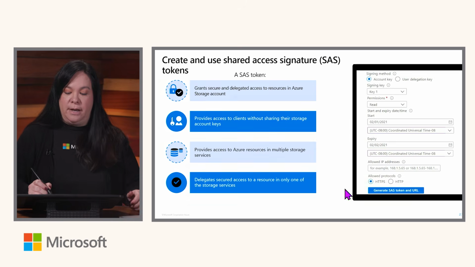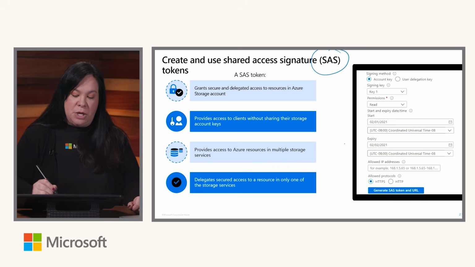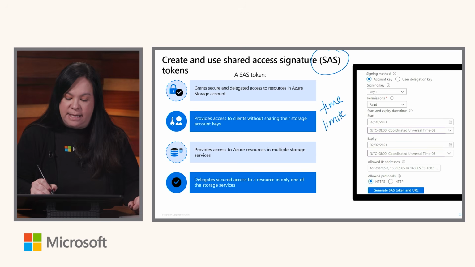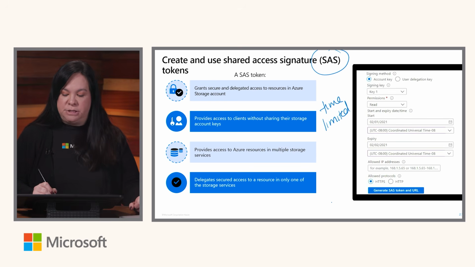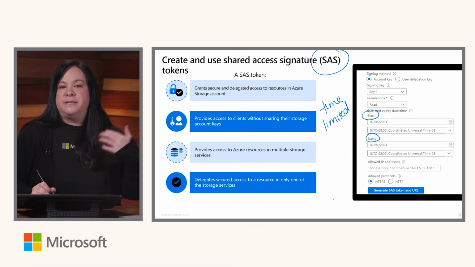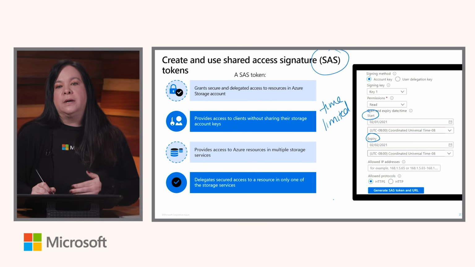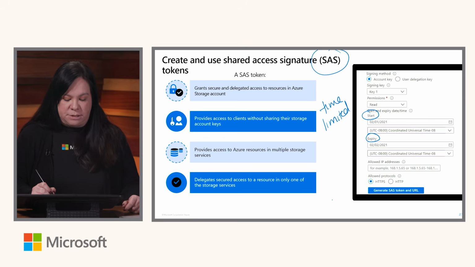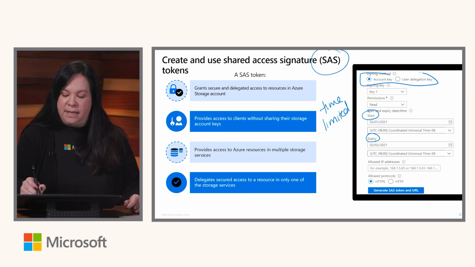Also, be very aware of our SAS signature, a big topic in the exam, right? Knowing that they're time-limited. That's a big piece that you might see as an exam question. So knowing that I can set a start date and an expiration date on my SAS signature, that SAS signatures are great for applications or guest accounts that need access to your storage for a time period, right? Know all about that and know a little bit about the keys, right?